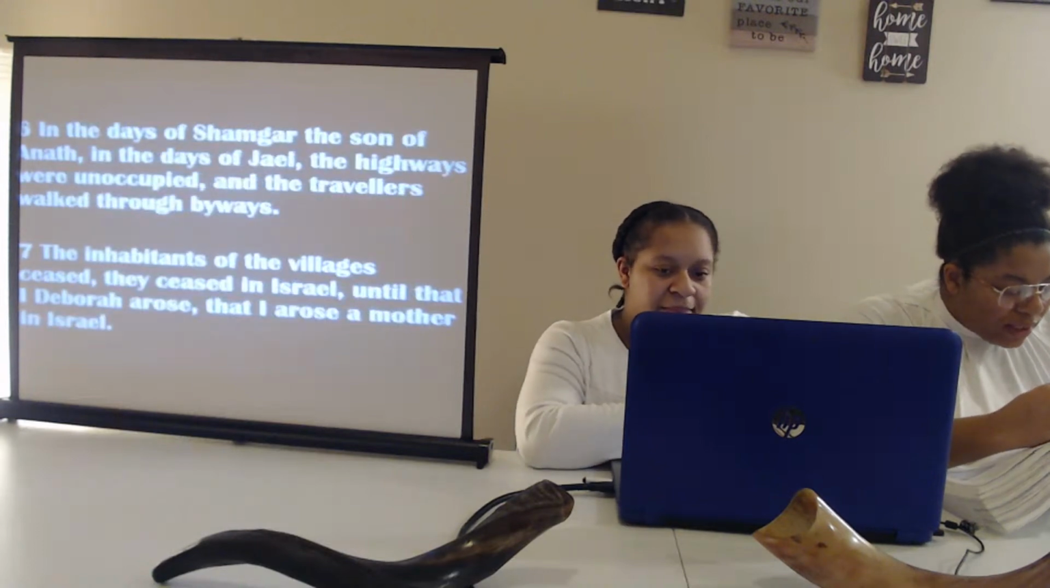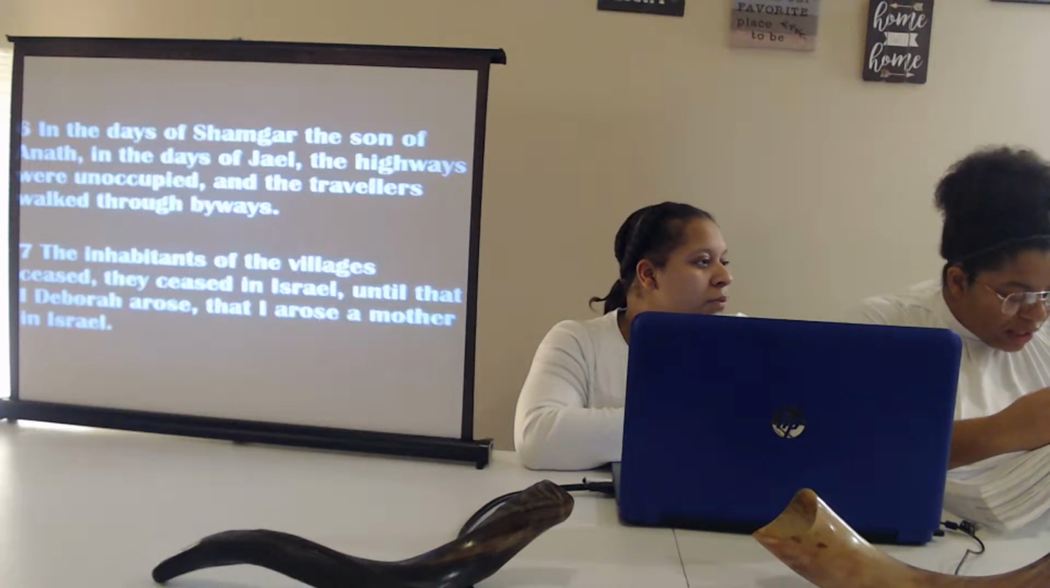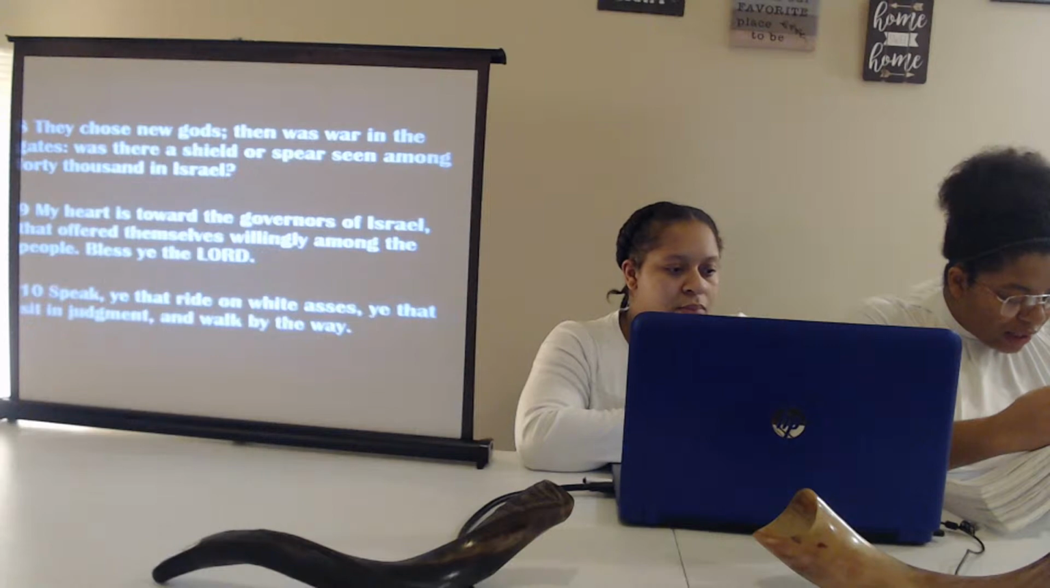Continue. Verse 6. In the days of Shamgar, the son of Anath, in the days of Jael, the highways were unoccupied, and the travelers walked through byways. The inhabitants of the villages ceased. They ceased in Israel, until that Deborah arose, a mother in Israel. They choose new gods. Then was war in the gates. Was there a shield or spear seen among 40,000 in Israel?